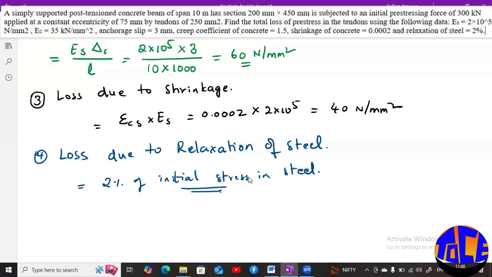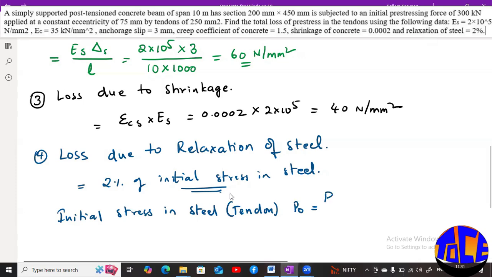So let us find out the initial stress. The initial stress in steel, that is the tendon, let us represent with P naught.